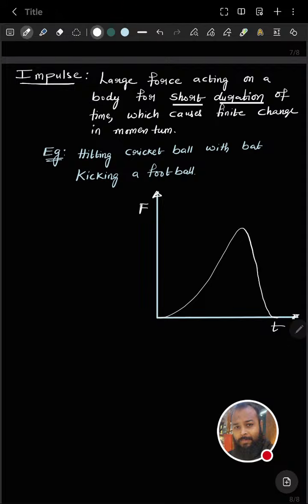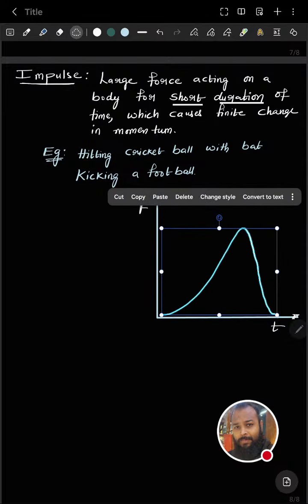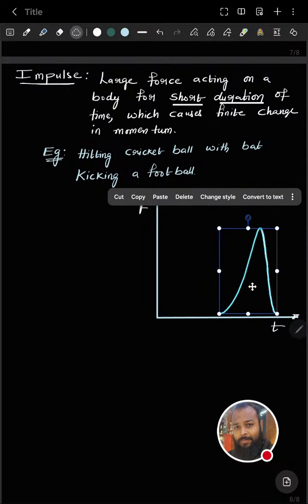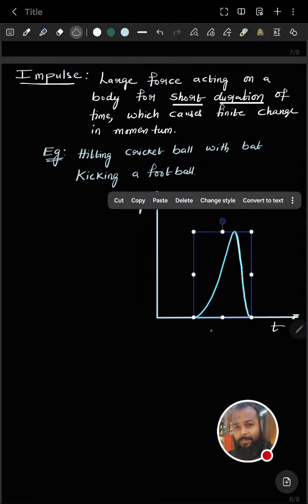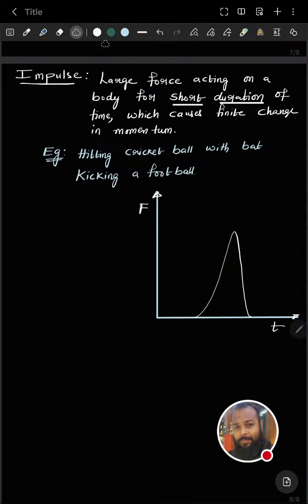Whatever you want to call it, you can call. So this is short duration. Wait, we'll cut this. No, this is perfect. If you observe the duration, it started here and ended here. So this small delta t, and you apply a large force acting on it. It's called impulse. Impulse is a large force acting for a short interval of time. Impulse is change in momentum.